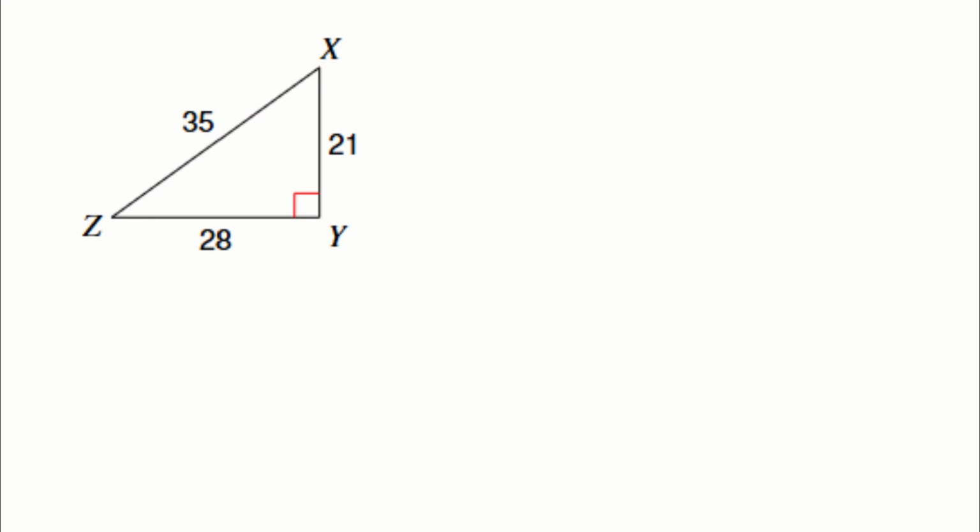In this example, I'm going to choose Z as my theta, and I'm going to start by labeling the sides. So 21 will be my opposite side. 28, since it's the side touching the angle, will be my adjacent side. And the longest one is always the hypotenuse. Now we're trying to get our three primary trigonometric ratios for this, which means we're going to use SOHCAHTOA. So SOH, CAH, and TOA.